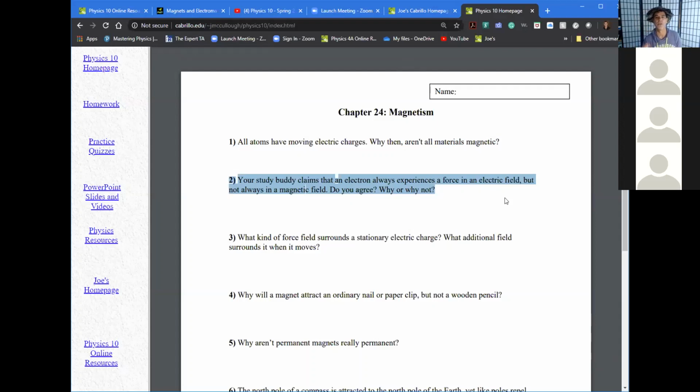2, your study buddy claims an electron always experiences a force in an electric field, but not always in a magnetic field. Do you agree? Why or why not? So, an electron does always experience a force in an electric field. It doesn't matter if it's moving, doesn't matter if it's at rest. If there's an electric field and there's a charge nearby, that charge will experience a force from the electric field.